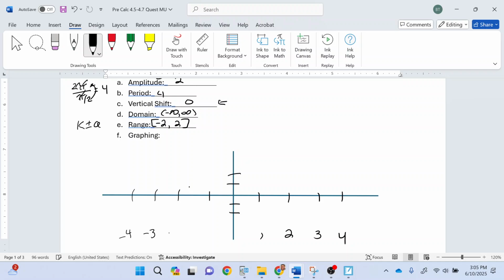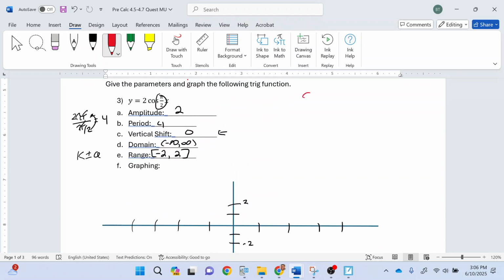-4, -3, -2, -1. And here's 0, of course. Here's 2 and -2. And in this case, this is a cosine. Cosine, if you know, well, let's do this. Sine starts at the middle at 0, and you make your wave like this.